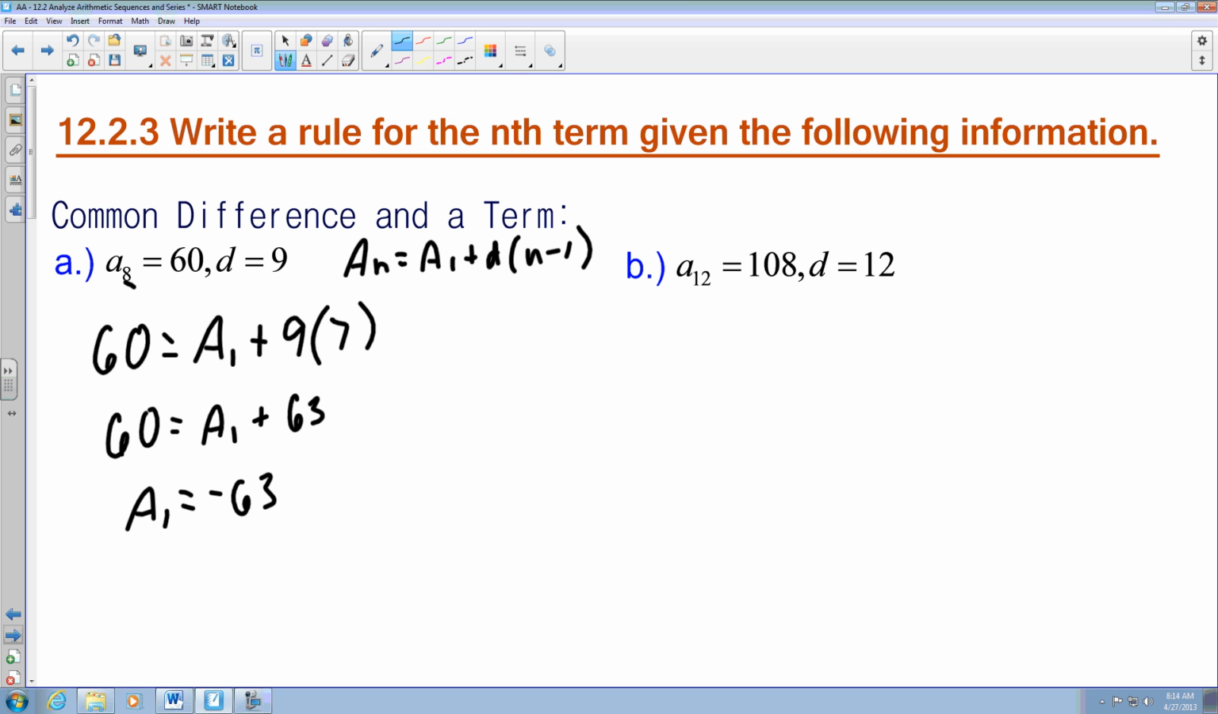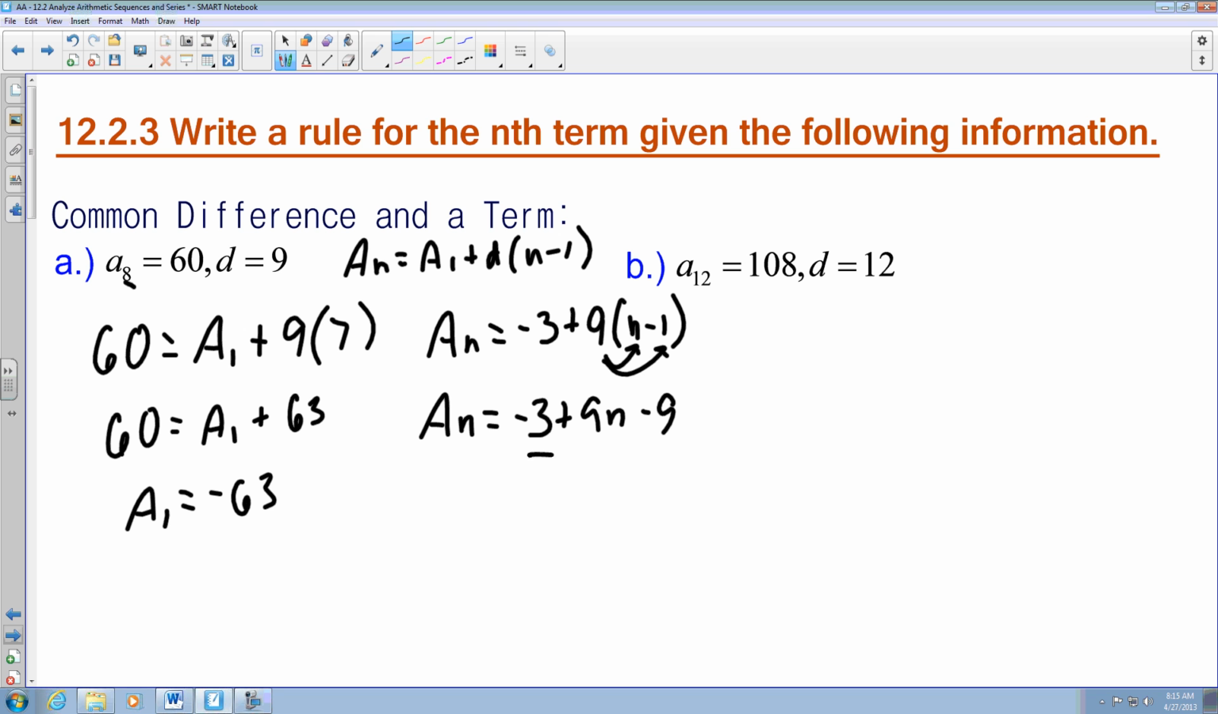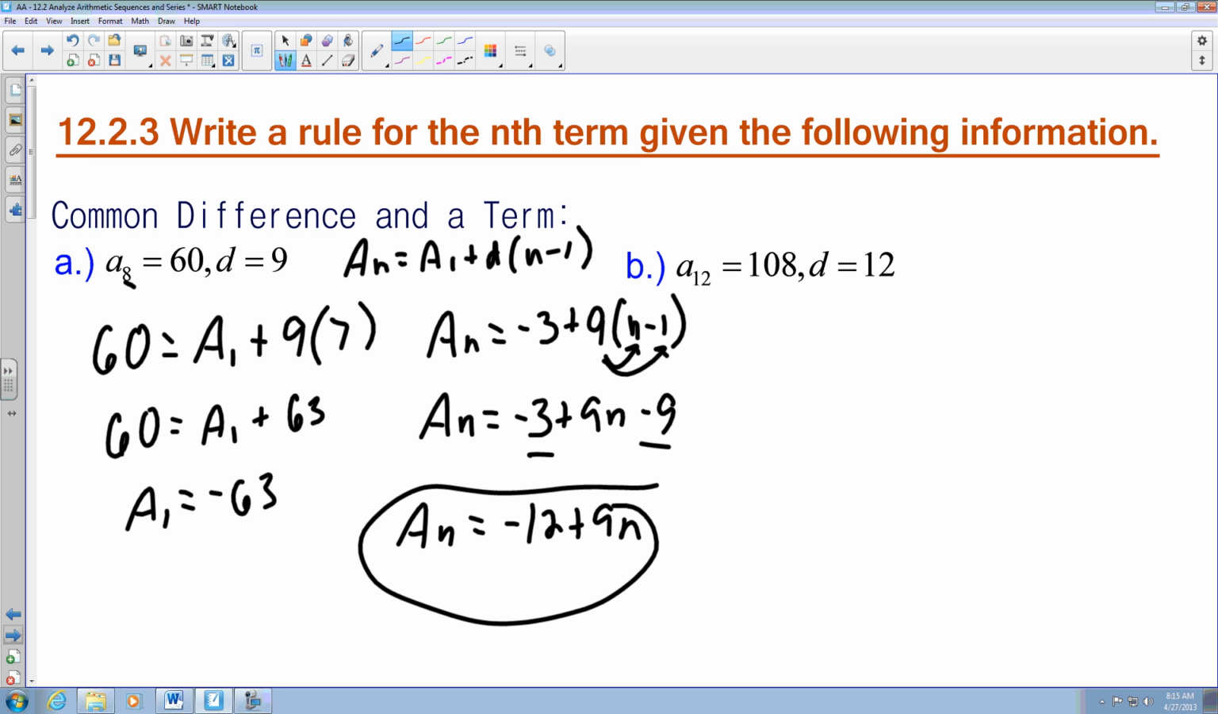So from here, I can write a sub n equals our new a sub 1, which is negative 3, plus 9 times n minus 1. Now, if you leave it like that, that's fine. But in the book, they actually distribute the 9 across, and then they solve it out. So a sub n equals negative 3 plus 9n minus 9. And then I have like terms here. So a sub n equals negative 12 plus 9n. If you have it like this, great. If you put it like this, that's fine as well.